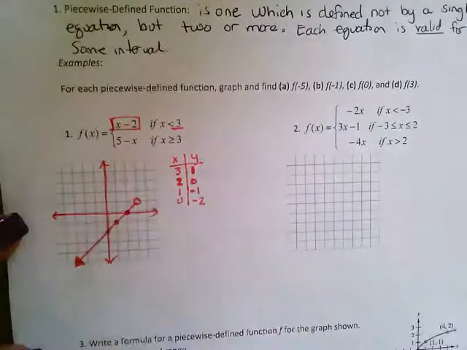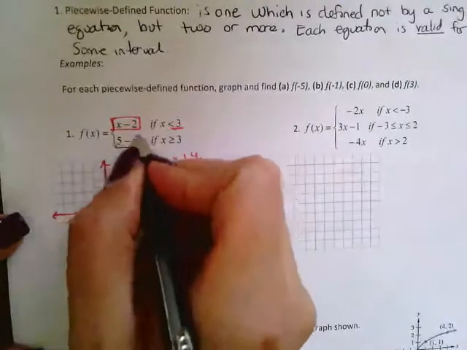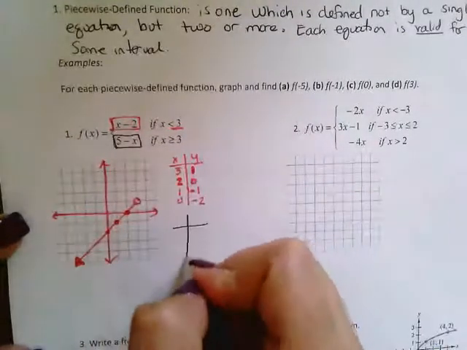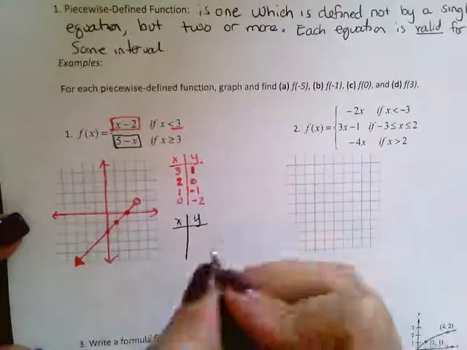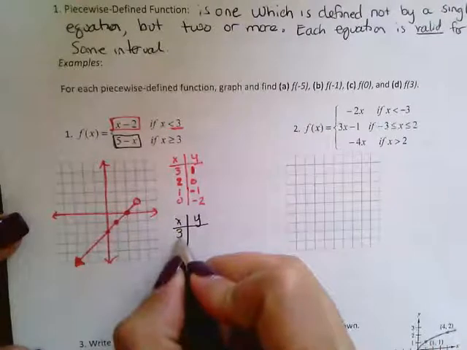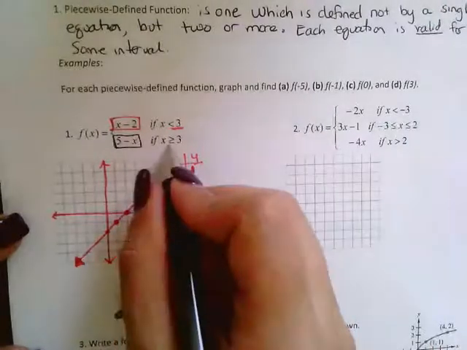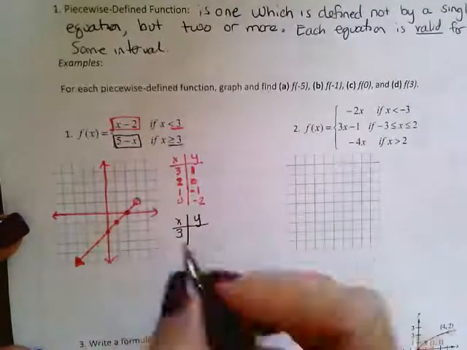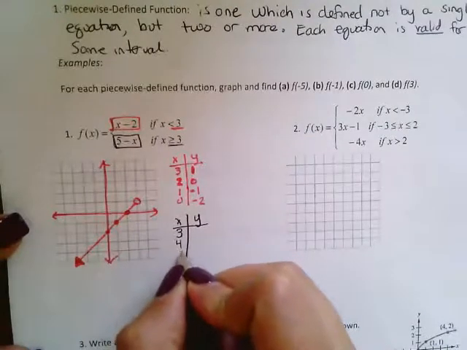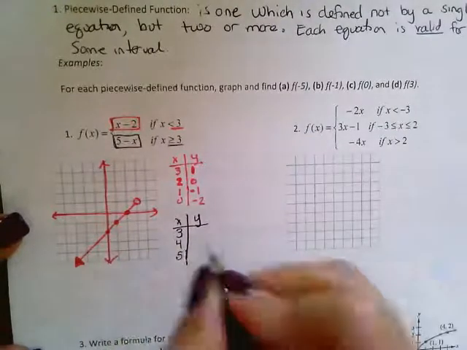Now the next graph is going to be 5 minus x, but here x is going to be greater than or equal to 3. So I'm going to start at 3 again, because my graph is going to start at 3, and it's going to be a closed circle. And then I'm going to plug in some numbers after, so 3, 4, and 5. I can do more if I want or not.